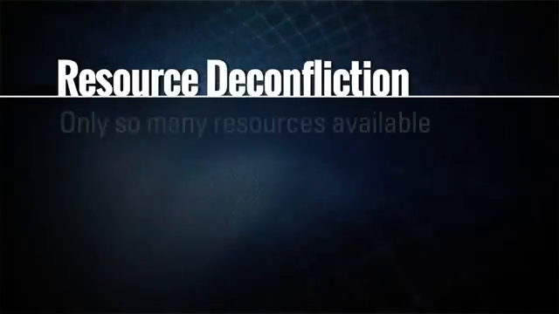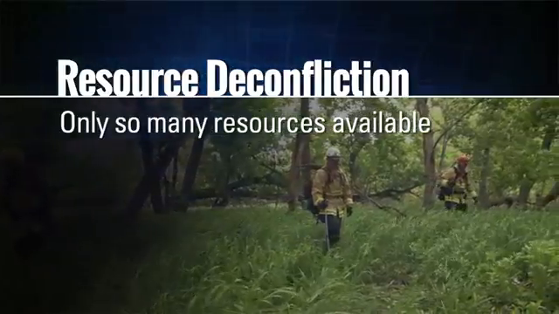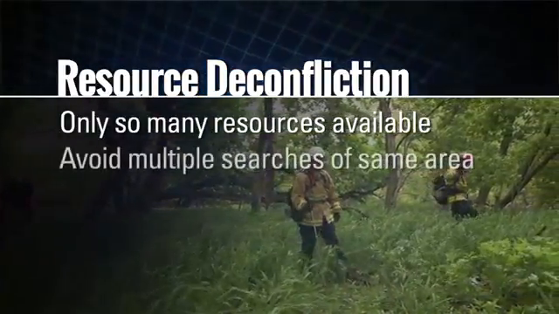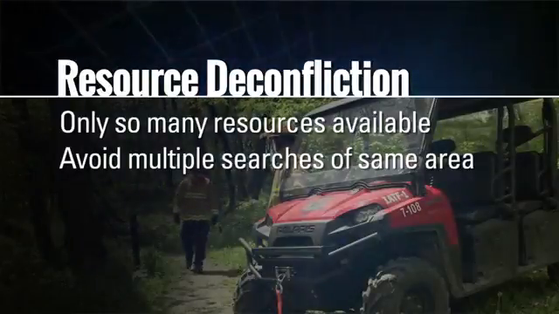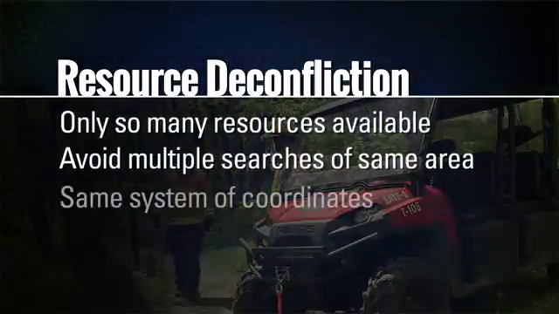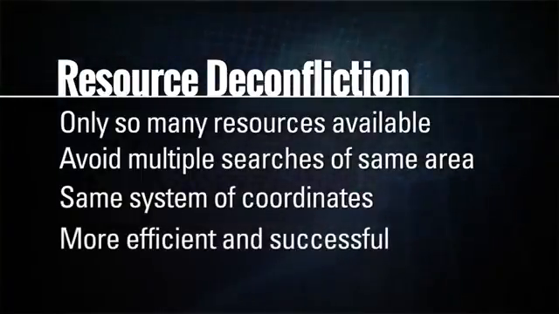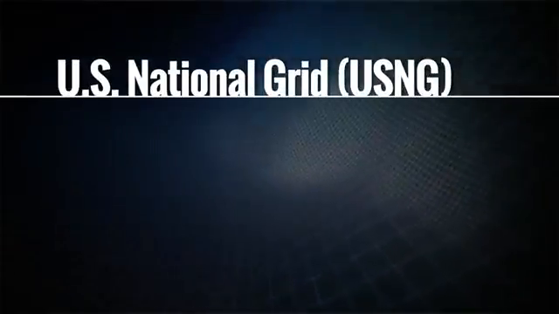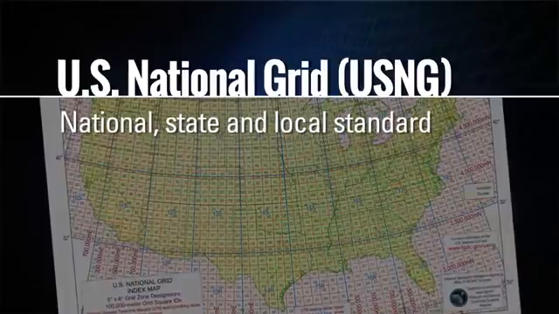You only have so many resources available during a search and rescue operation. Resource deconfliction helps avoid multiple teams searching the same areas multiple times. When all teams are using and communicating with the same system of coordinates, it makes search and rescue efforts more efficient and more successful. The answer to all of these concerns is to implement the U.S. National Grid as a national, state, and local standard.